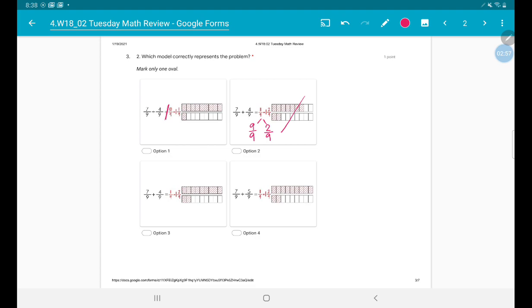So I need to go on to option three. I have 7/9 plus 4/9 again. 7 plus 4 equals 11. My denominator is 9. We proved in option two that 1 and 2/9 is the correct mixed number to represent 11/9. And if I look at my model, I have one whole shaded and 2/9. So option three is correct.